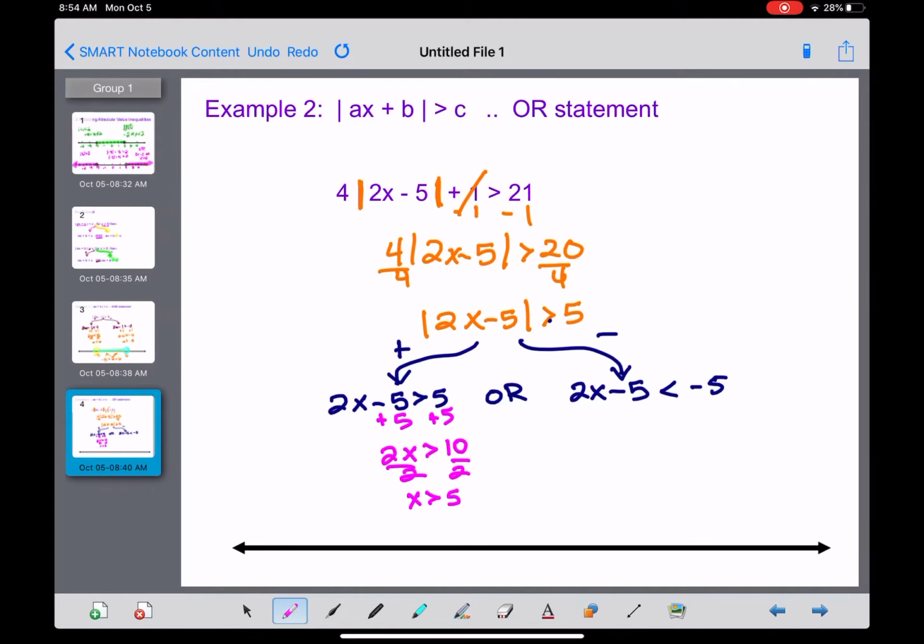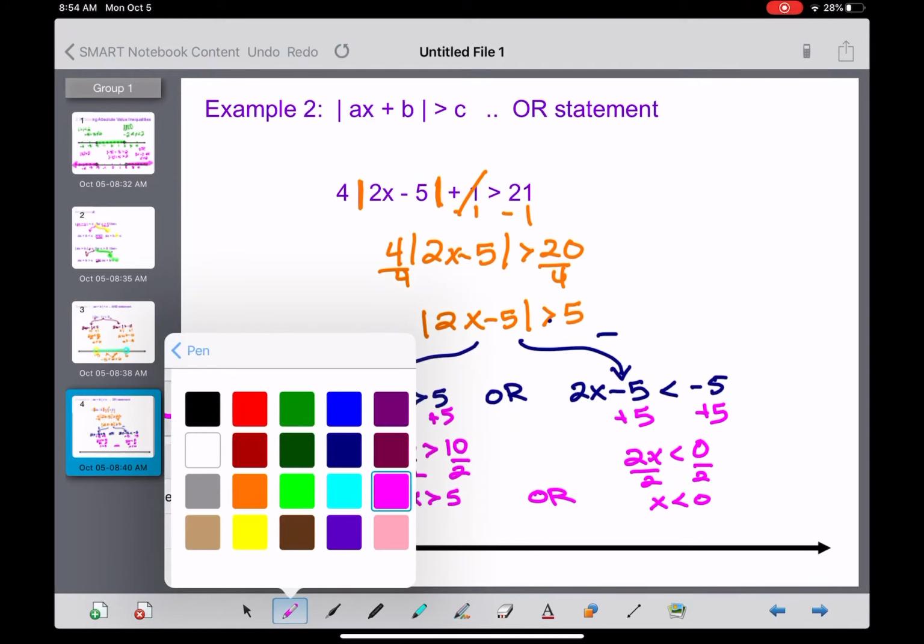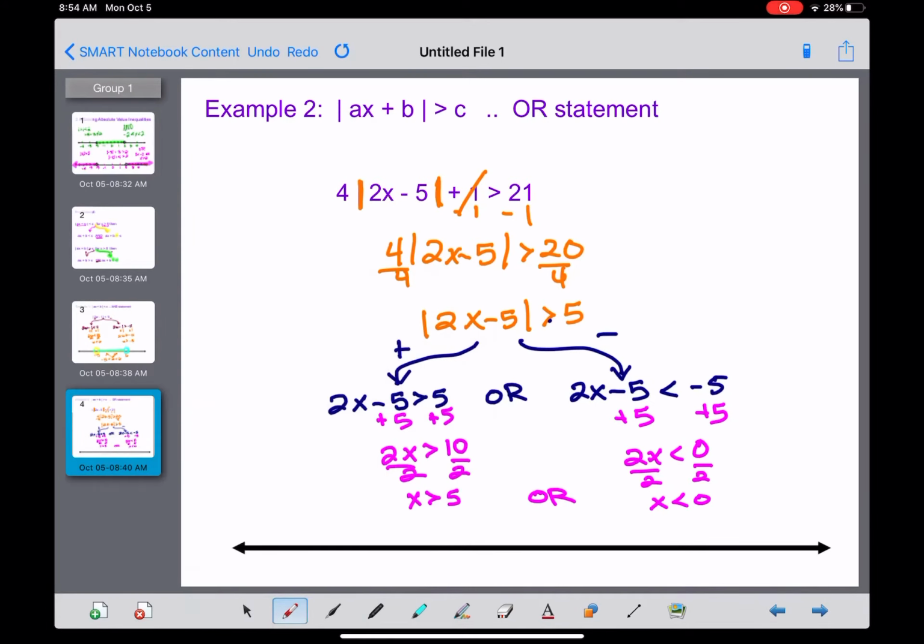On my second side, I'm going to add 5. 2x is less than 0. Divide out by 2, and x is less than 0. So my final answer is x is greater than 5 or x is less than 0. So when I go to graph this, there's my 0, there's my 5. So I need to represent all values greater than 5. And all values that are less than 0.